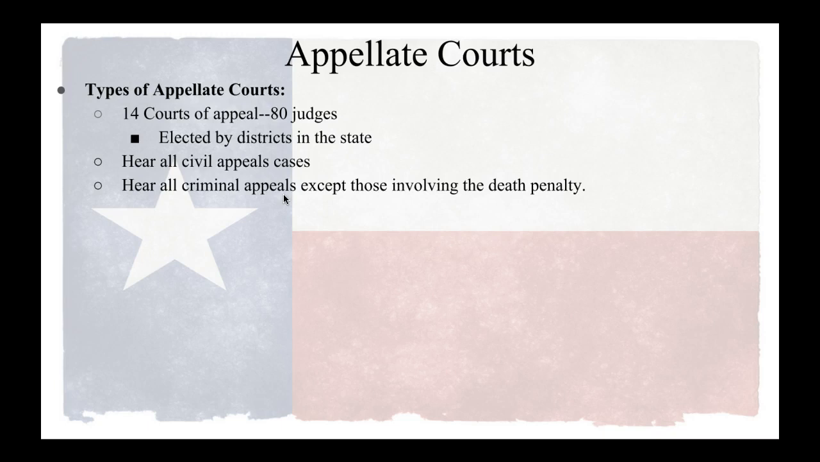And so, as I said, Texas has 14 courts of appeals with 80 judges elected by districts in the state. And interestingly enough, only California has more judges and courts at this level. So Texas has a pretty large appellate court system. And yeah, so it's going to hear these criminal and civil cases. And as I said, if it is a case that deals with the death penalty, it automatically gets kicked out to the Supreme Court.